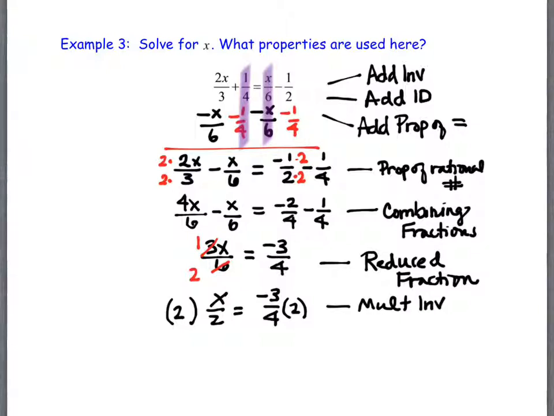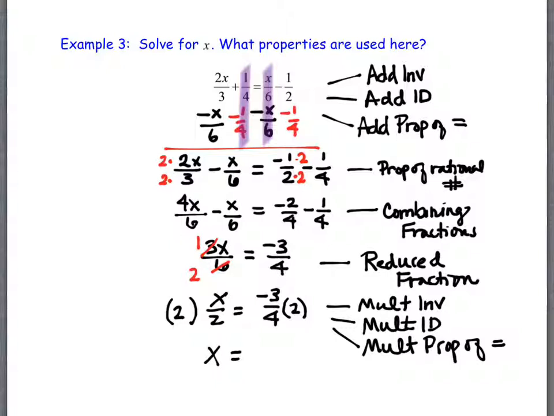And do you guys really want to write down 1x, or are we good to just write down x? Yeah? So, in essence, when we do the multiplicative inverse here, we're also doing the multiplicative identity, right? Because we're getting the number 1 without writing it down. And we're doing the multiplication property of equality because we're doing something to both sides. We're affecting both sides at the same time by multiplying them by 2. All right, so what does that give me as my answer?